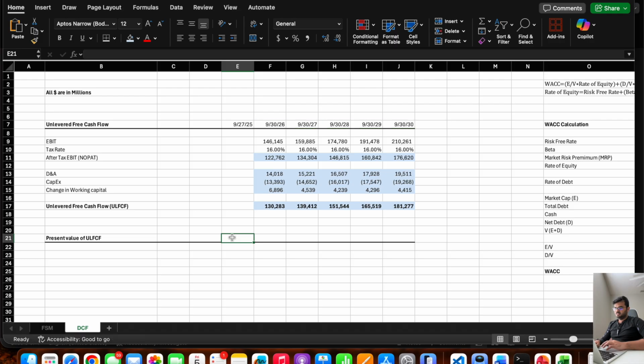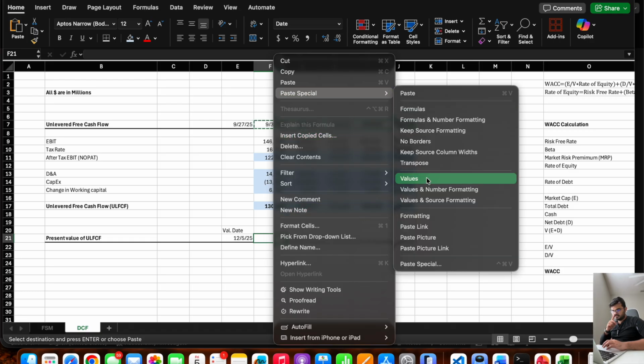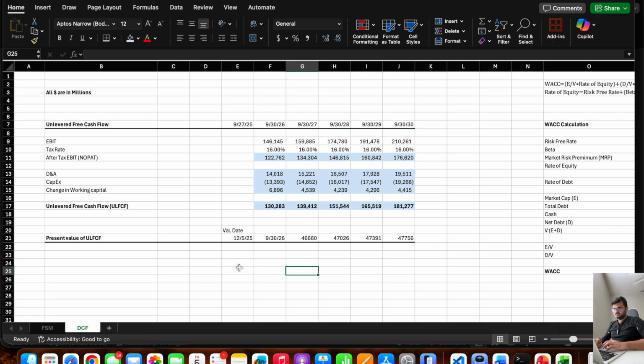Okay, I'll do today. This is valuation date. Maybe even tomorrow if I come in and open it, the date will update accordingly, so I don't need to do any gimmicks here. So I'll just copy this and paste it just as numbers. That's it. Okay.